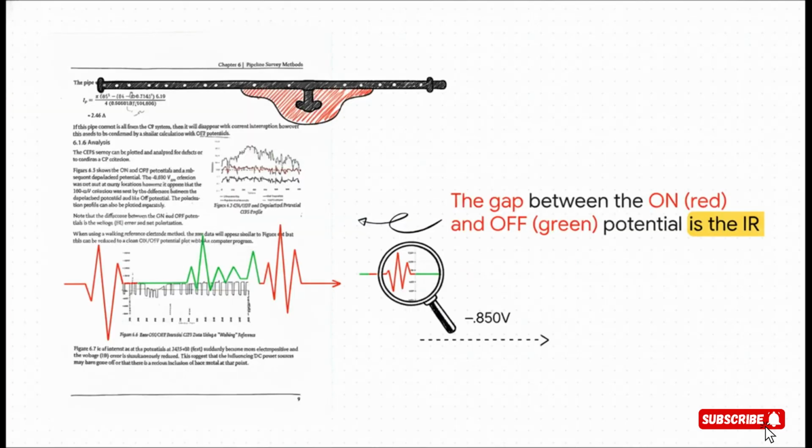And this plot right here, this is what it all looks like in practice. See that red line? That's the on potential. That's our measurement with all the electrical noise included. Now look at the green line. That's the off potential. That's our clean, true reading after we've subtracted the noise. So that gap between the red and green lines, that is the IR error we calculated. And the whole point of this is to watch that green line. If it dips below the safety threshold, which is usually negative 0.850 volts, that's when you know you've got a problem.